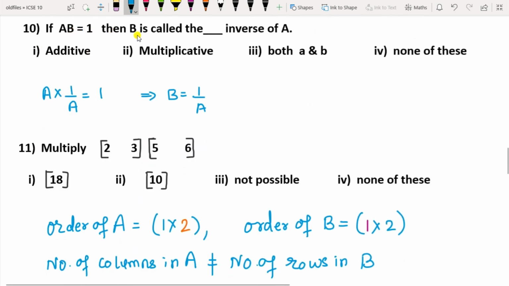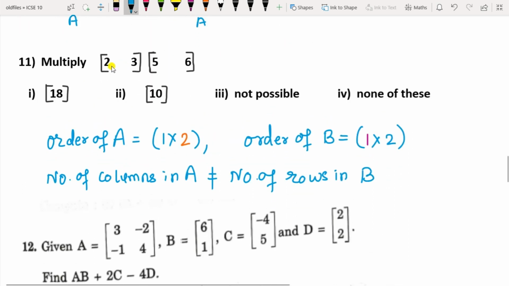If AB equals 1, then B is called the inverse of A. Whether it is additive, multiplicative, both or none of these. If you are getting the answer as 1 here, it should be A into 1 by A, then only you get 1. So 1 by A means B in this case. So B is called the multiplicative inverse of A.